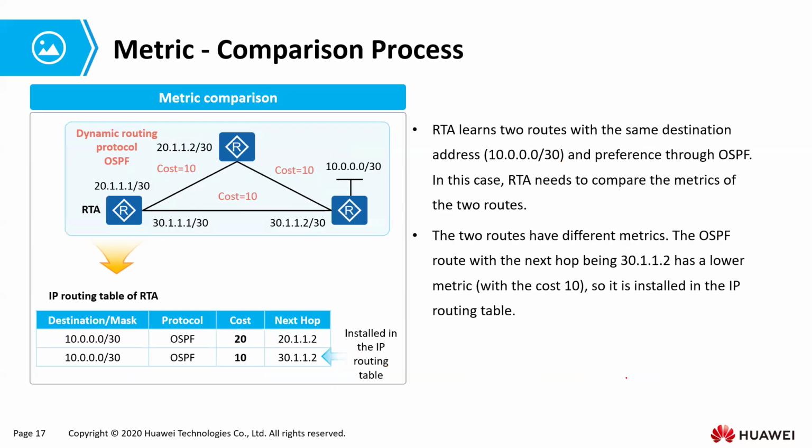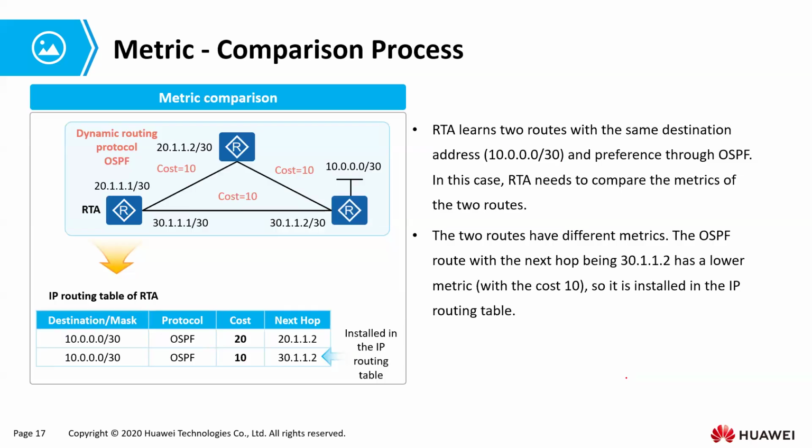Then, per metric, another comparison: cost. I mentioned what happens if my preferences are the same. In this example, RTA learns two routes with the same destination and preference through OSPF. The two routes have different metrics. The OSPF route with the next hop has a lower metric.